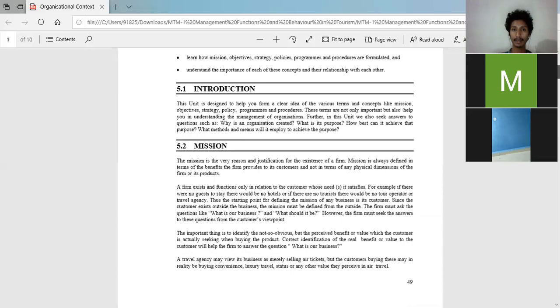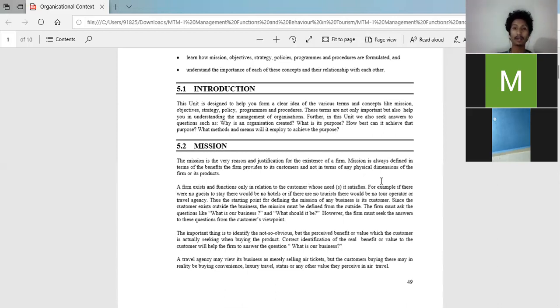Here it is written that the mission is the very reason and justification for the existence of a firm. Mission is always defined in terms of benefits the firm provides to its customer, not in terms of any physical dimension of the firm or its product. So that's why I was giving you the example of sales.